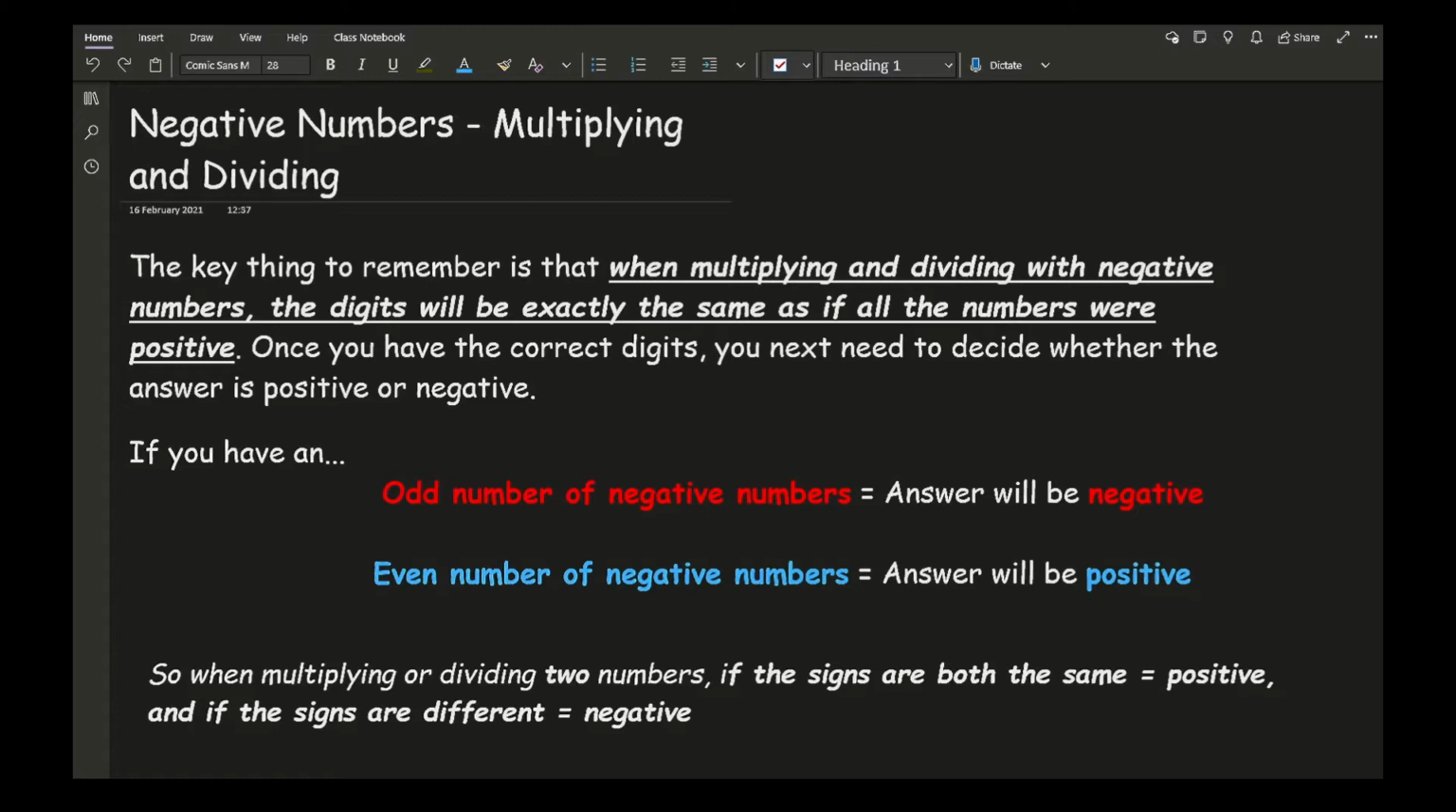Now, there are several ways in which you may have been taught how to do this, but I would say a fail-safe way of learning this is that if you have an odd number of negative numbers, then your answer will be negative. If you have an even number of negative numbers, your answer will be positive. Typically you're always going to be multiplying or dividing by two numbers. So if the signs of those two numbers are the same, then your answer is going to be positive. If the signs are different, then your answer will be negative.